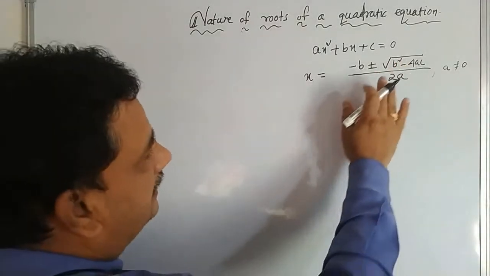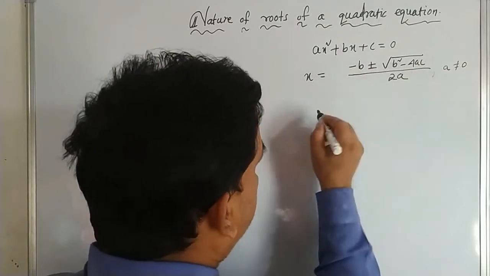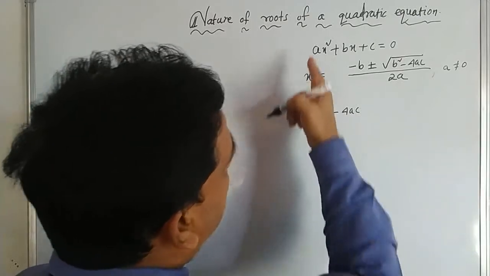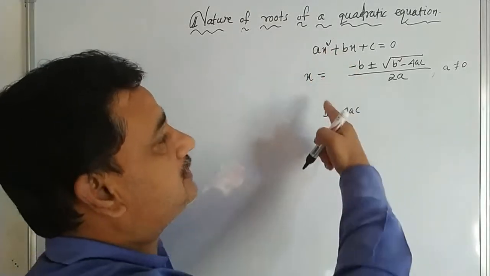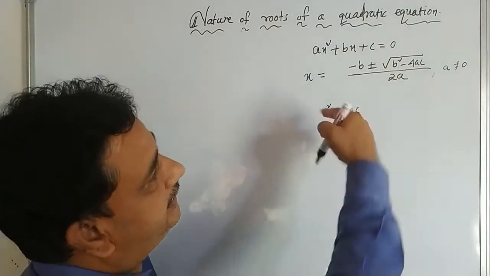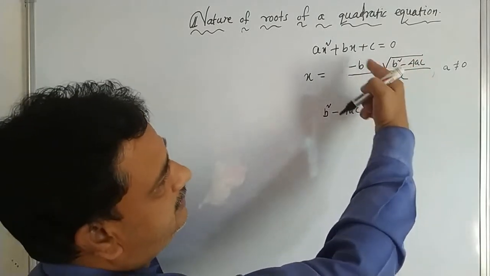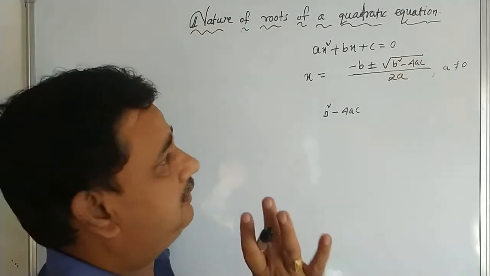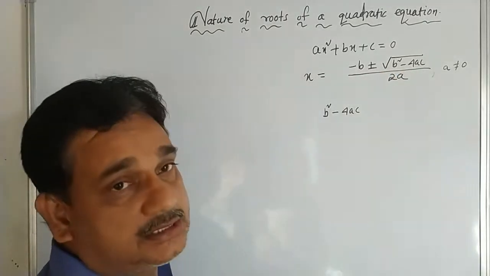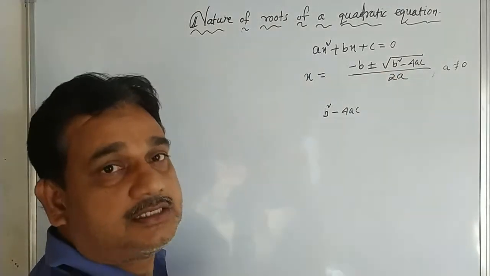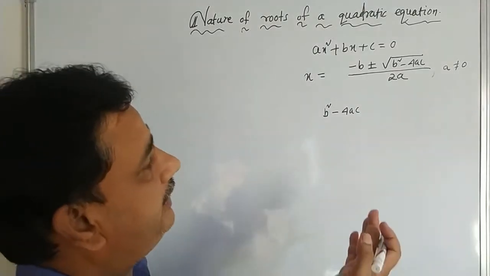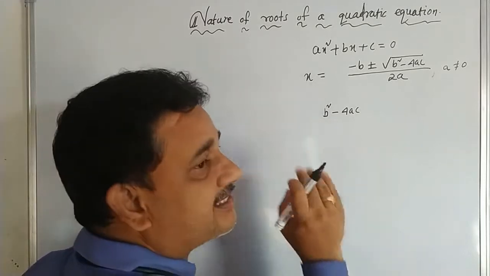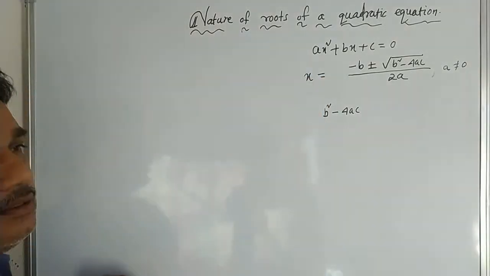So now b square minus 4ac. What type of roots you will get for this equation? It depends upon b square minus 4ac, because already you know b is a real number and 2a is a real number. So the deciding factor is b square minus 4ac, whether it is 0 or positive or negative.